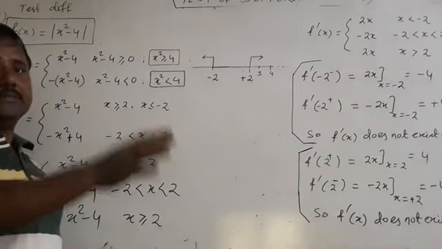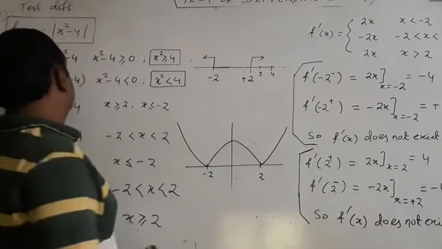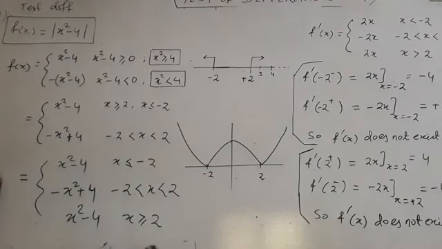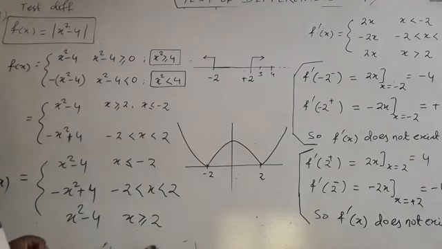It is a very easy method for you. Now look at the graph of this. The graph of f(x) = |x² − 4|. I am drawing the graph. Look at here, a very, very interesting thing.